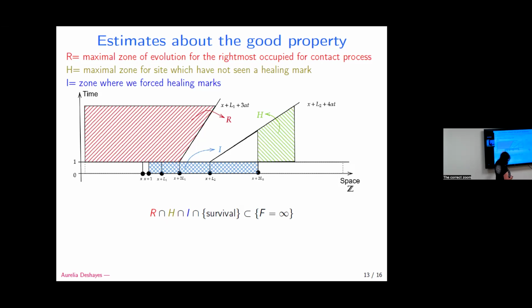If the process stays here, the healing mark stays here, I have some initial event, and I know that there is survival, then my property will be infinite: the rightmost always coincides when I change the configuration. And for the exponential tail, it's the same idea. It's even more complicated, but it's the same idea, using the fact that we also know that the extinction time for the contact process has an exponential tail.